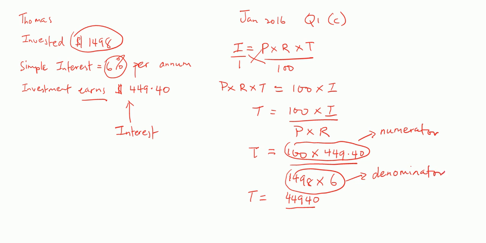Right? So 1498 multiplied by 6, I'm going to get 8988. Right? So now with my calculator I'm going to take 44940 divided by 8988, and that gives me 5. Right? So for all the students out there who want to know how did I get 5 years, this is how I got 5 years. Okay?